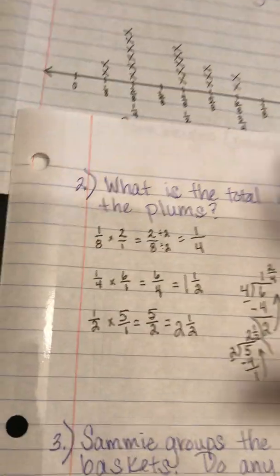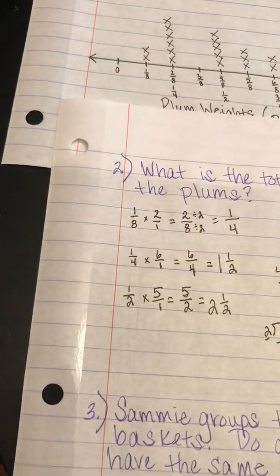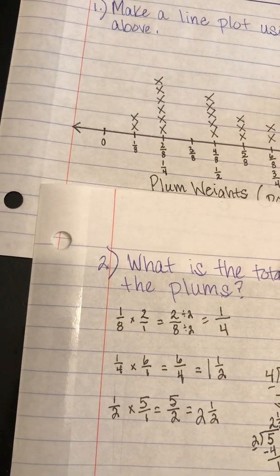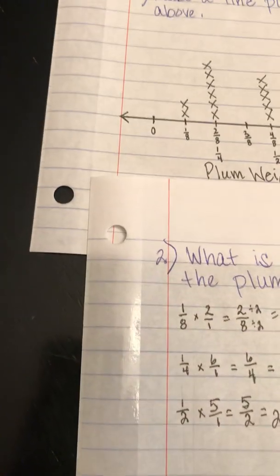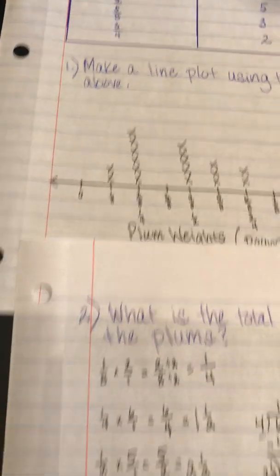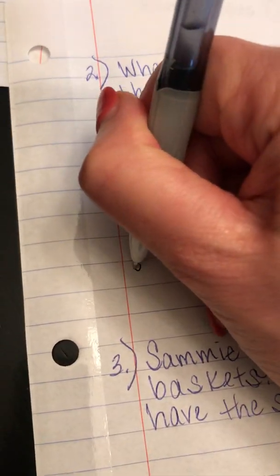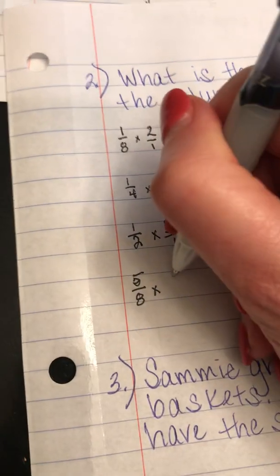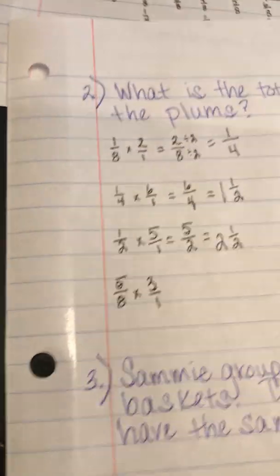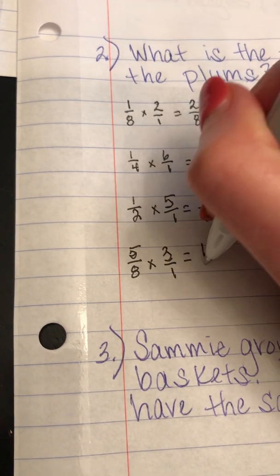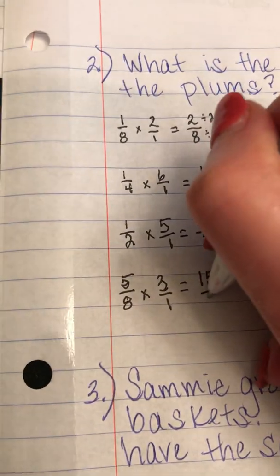Okay, we're almost finished. We have just a couple more. So we have what, 5/8 now? We have 3, wait a sec. Oh, okay. For our 5/8, we have 3 of those. So let's do 5/8 times 3, whole number 3, so just put 3 over 1. And you can see we're going to have 5 times 3 on top, which is 15. And we're going to have 8 times 1 on bottom, which is 8.